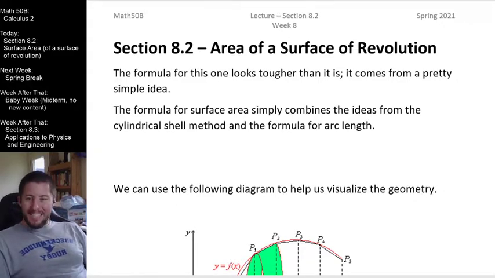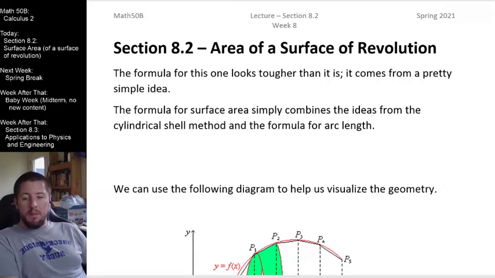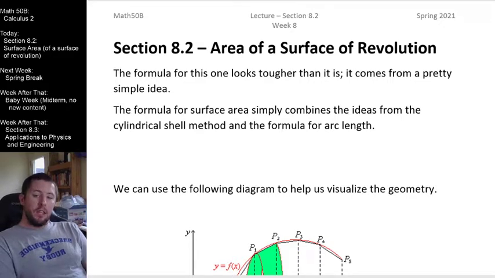So. Section 8.2. You guys have already seen the 8.1 video, and I don't want to say it's easy because there's some hard integrals that can come up right there, but conceptually, I think it is a pretty easy idea for our arc length stuff. It's literally just take the integral of the distance formula, and that's all that's really happening right here.